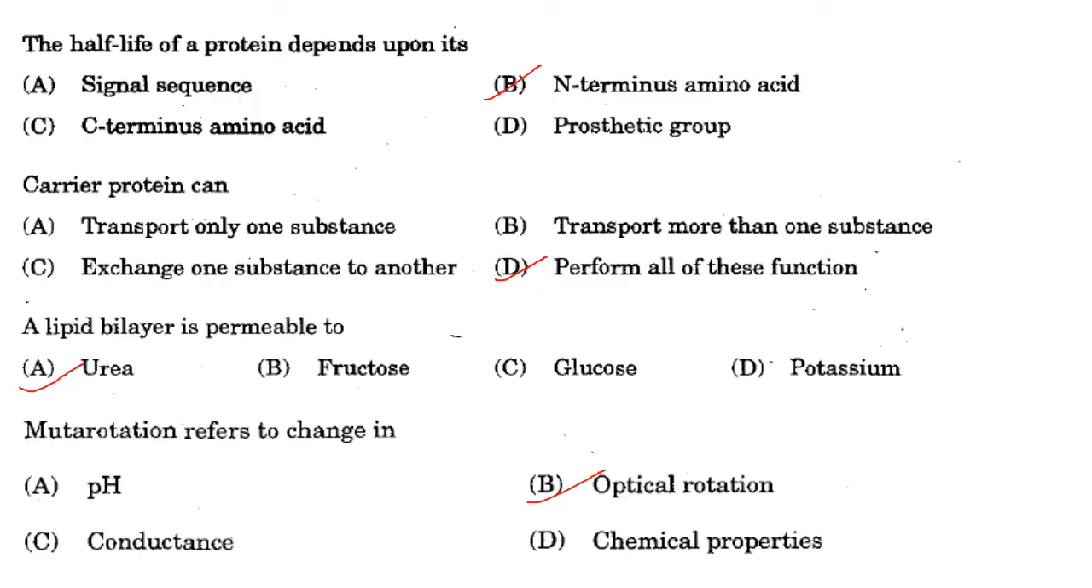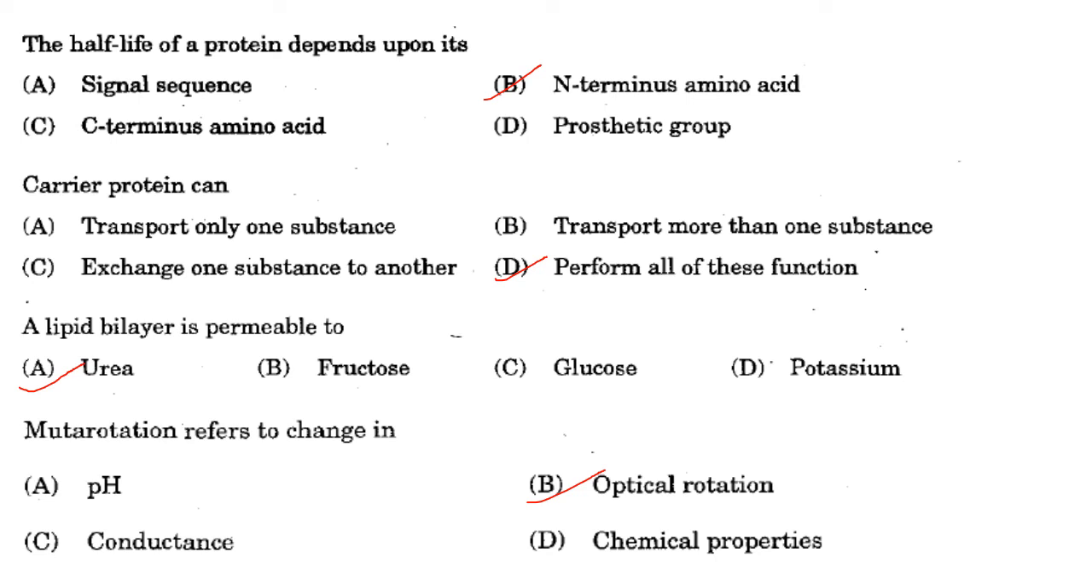Then next one, the half-life of protein depends on N-terminus amino acid. The N-end rule is the rule that governs the rate of protein degradation through recognition of the N-terminal residue of proteins. The rule states that the N-terminal amino acid of a protein determines its half-life, that is, the time after which half of the total amount of a given polypeptide is degraded. So answer is option B, N-terminus amino acid.